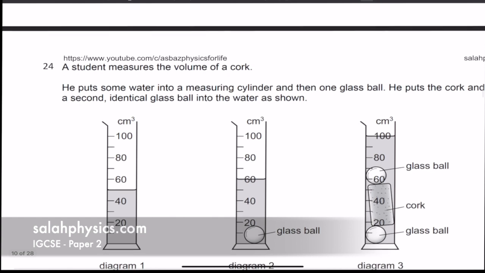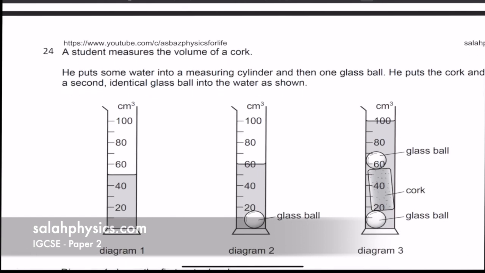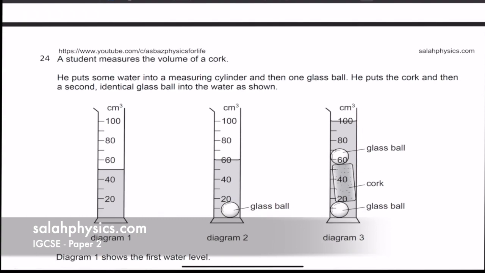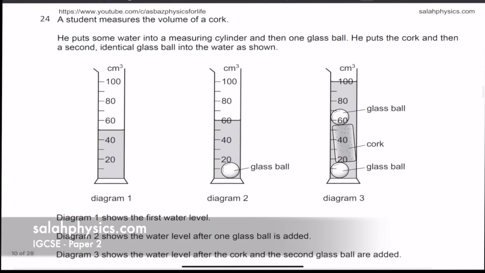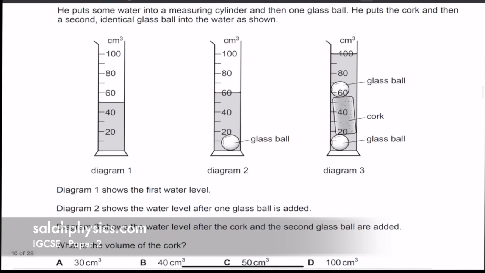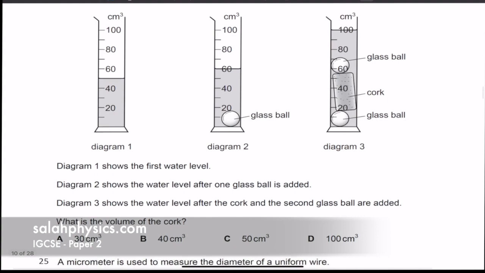For 24, someone measured the volume of cork. He puts some water into a measuring cylinder and then one glass bowl. He puts the cork and then a second identical glass bowl into the water as shown. Okay, fine. Diagram 1 shows the first water level. Diagram 2 shows the water level after one glass bowl is added. Diagram 3 shows the water level after the cork and the second glass bowl are added. What's the volume of the cork?